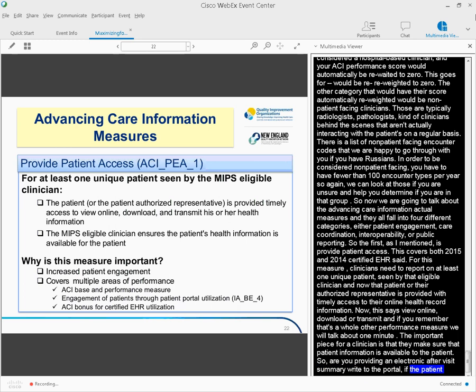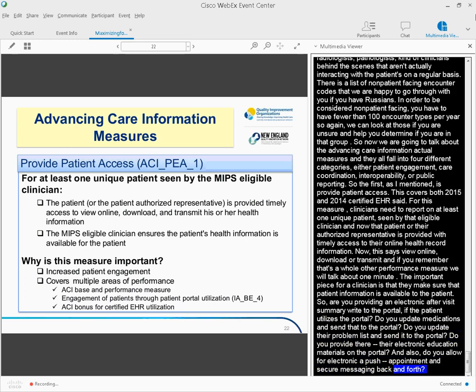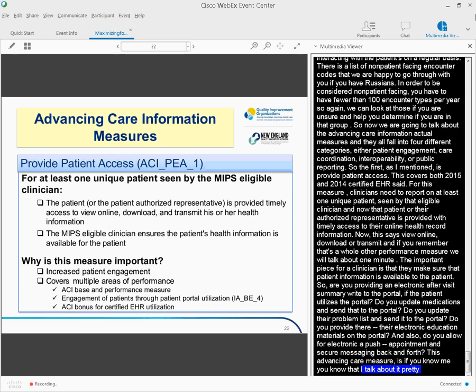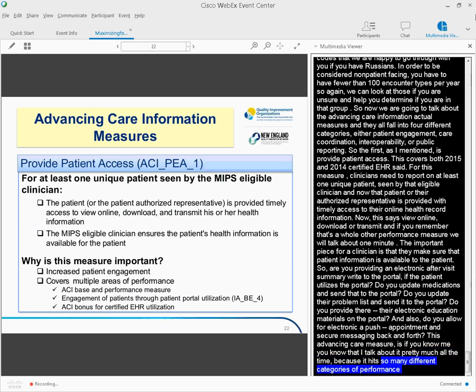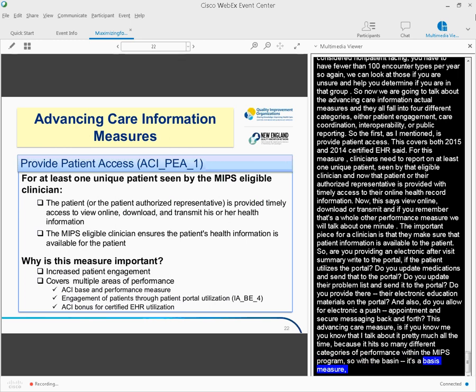This advancing care information measure, if you know me and you've worked with me before, you know that I talk about it pretty much all the time because it hits so many different categories of performance within the MIPS program. So it's an advancing care information base measure, it's a performance measure, it's an improvement activity, and because it's an improvement activity that utilizes the EHR, it can get you advancing care information bonus points.